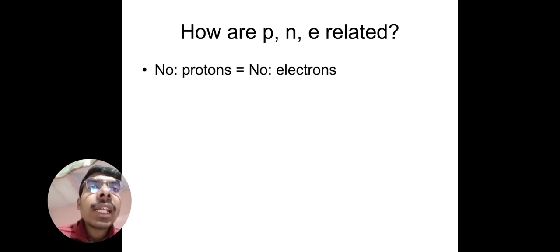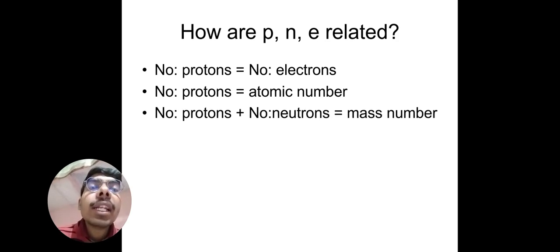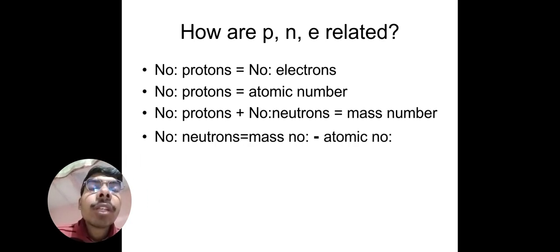How are N, P and E related? The number of protons is equal to the number of electrons, and the number of protons is equal to the atomic number. The number of protons plus the number of neutrons equals the mass number. So the number of neutrons can be calculated by subtracting the atomic number from the mass number.